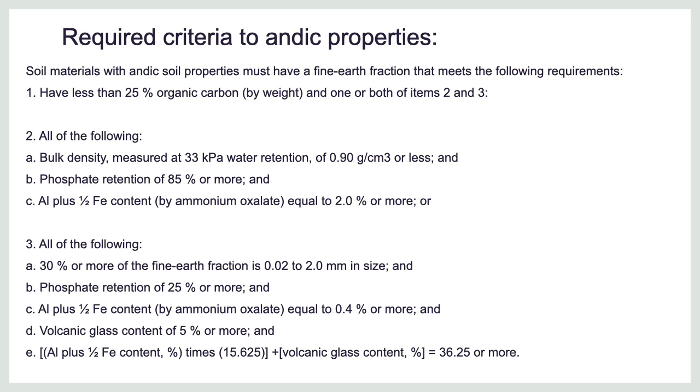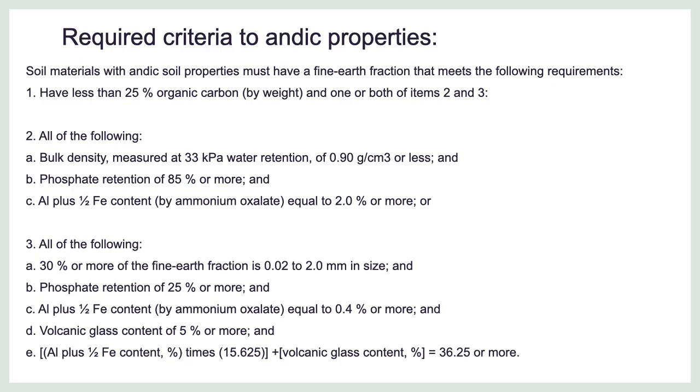If I sum the aluminum and half of the iron content extracted by ammonium oxalate, they should be equal to or higher than 0.4%. In this case, the volcanic glass content should be equal to or higher than 5%. You should remember I said that volcanic glass is only found in a medium case, so the weathering is not intense. In this specific case, it's quite common in periglacial and glacial areas in some temperate conditions, or at least when the volcanic activity, the volcanic ash and the volcanic glass, is quite recent.